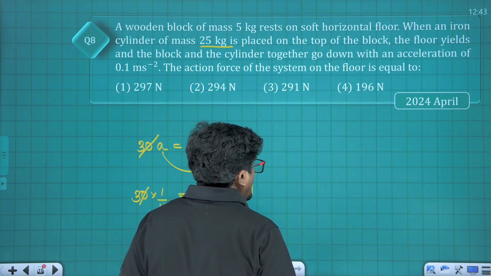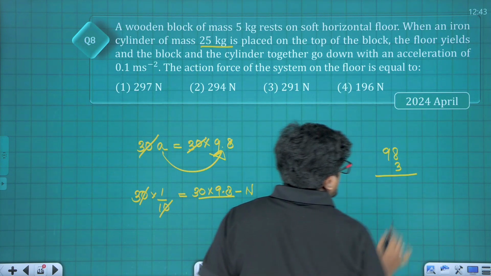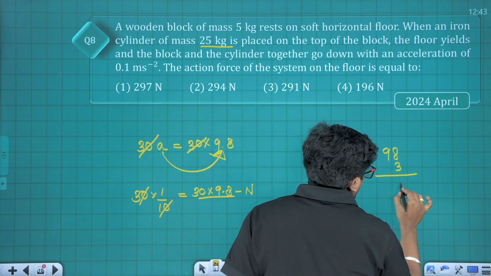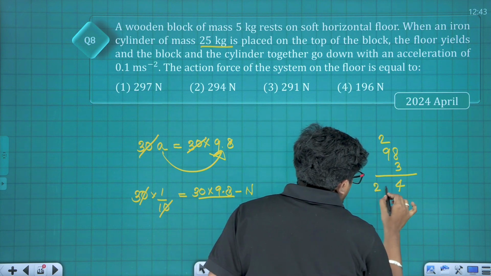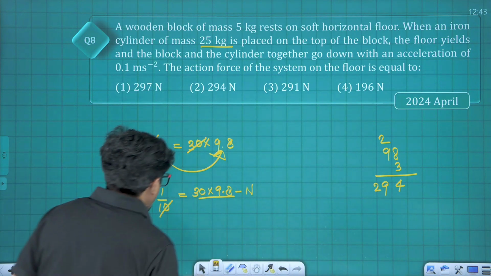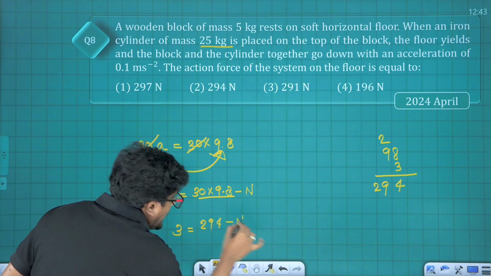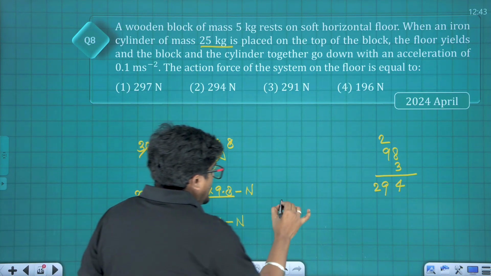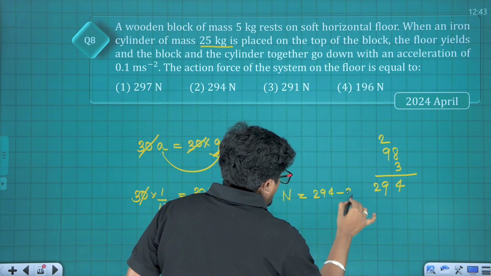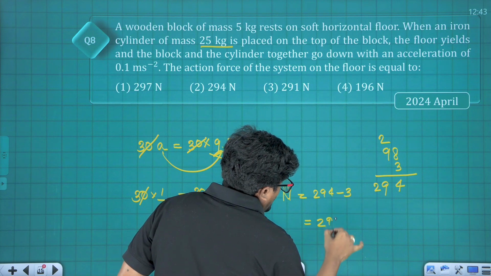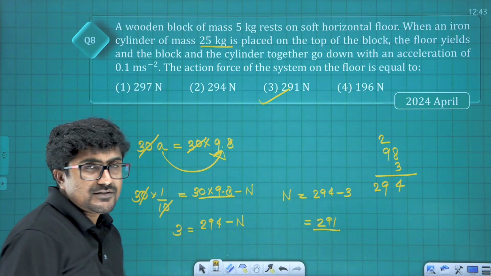Now, that is going to be, if I consider this, that is 98 into 3. So, here this is 8 3s are 24. I am left with 2 here. 9 3s are 27. 27 plus 2 is 29. It's 294. So, 3 is equal to 294 minus of N. So, definitely capital N is supposed to be what? 294 minus of 3, that is 291. Option 3 must be correct answer in this case.